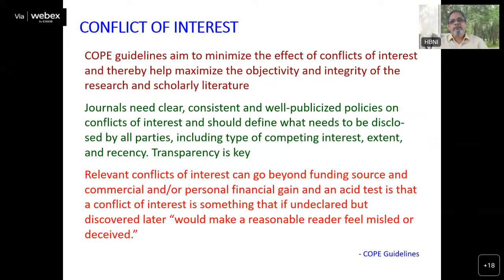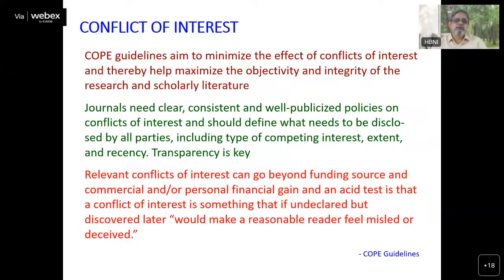So what does COPE try to do here? The COPE guidelines try to minimize this effect of conflicts of interest and give certain guidelines for journals to come out with clear and consistent policies which are well publicized on conflict of interest and define what needs to be disclosed by all the parties involved. What do you mean by all parties? Starting with authors, editors, reviewers, and the publishers.